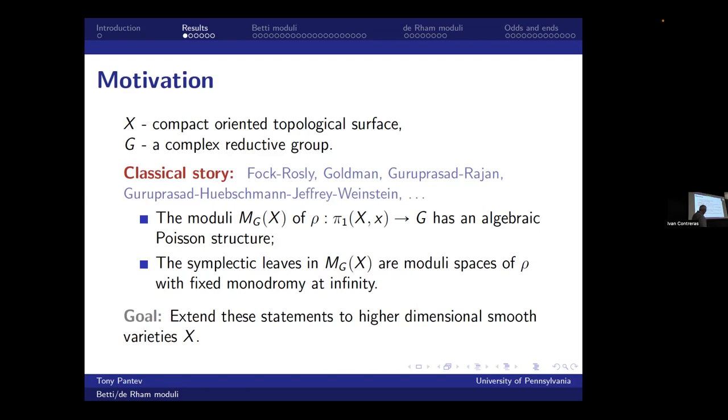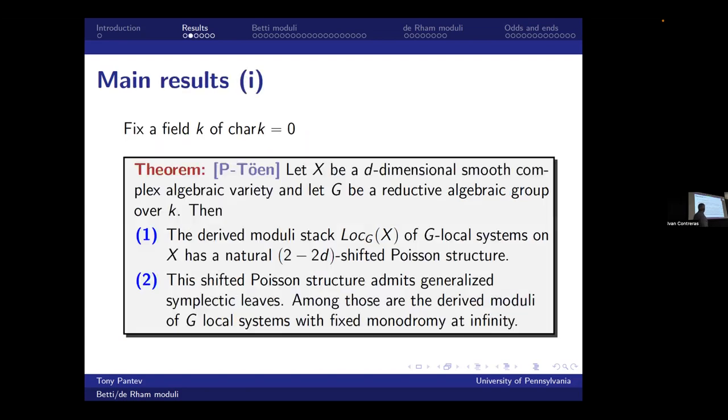I want to extend these statements to higher dimensional smooth varieties, not necessarily compact. So I'm going to state the theorems, and then maybe most of the words won't make any sense, and then I'll go into what the words really mean. I want to take care of making the statements so that I don't run out of time at the end.